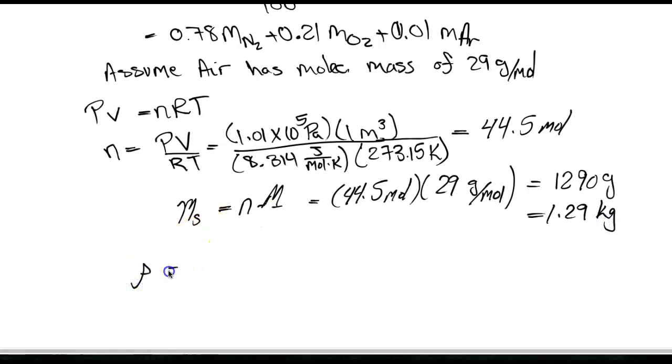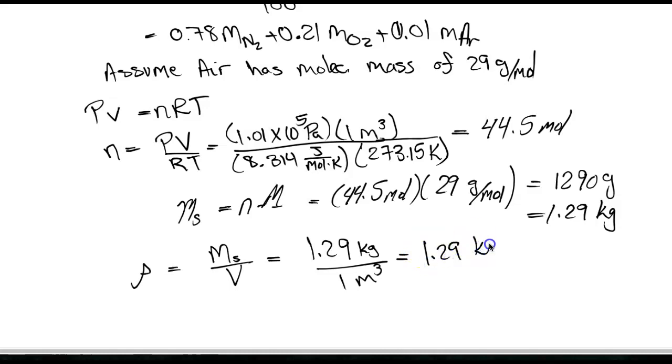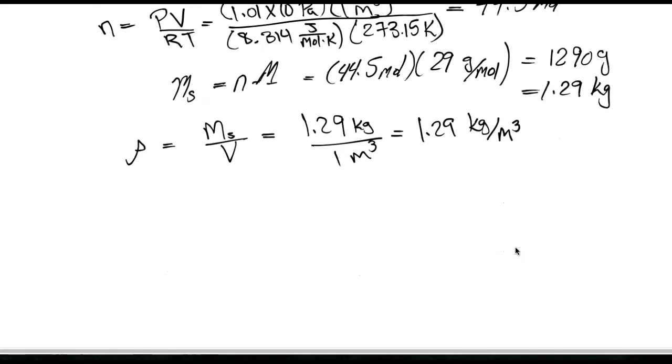which means that the density is the mass over the volume. And if we use 1.29 kilograms divided by the assumed 1 cubic meter, then we get 1.29 kilograms per cubic meter. Notice that we used 1 meter cubed because we were going to find the density, and it's already per unit volume, so we could have assumed the volume to be 1.